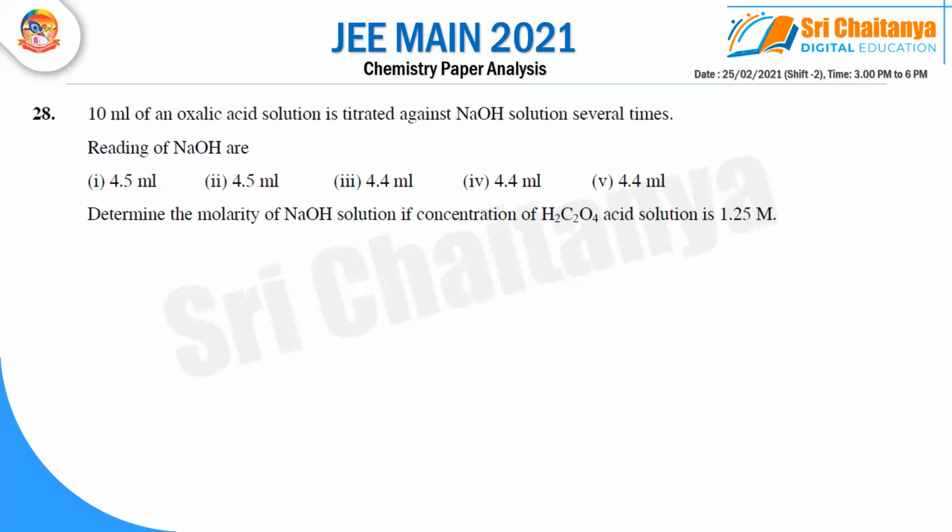Next we have a question of titration. So they are asking the molarity of NaOH. The titration has been iterated 5 times and these are the readings. So we'll go by the most common reading, that is the most probable reading. That is, I will consider this data.